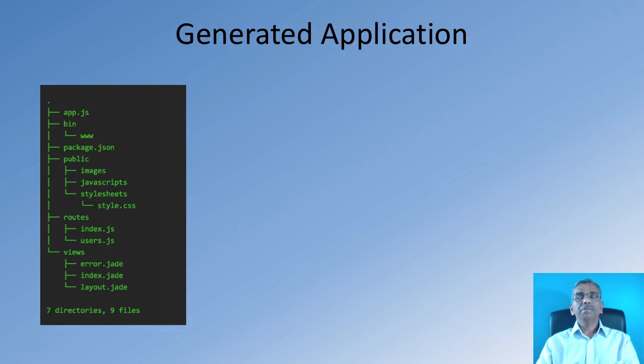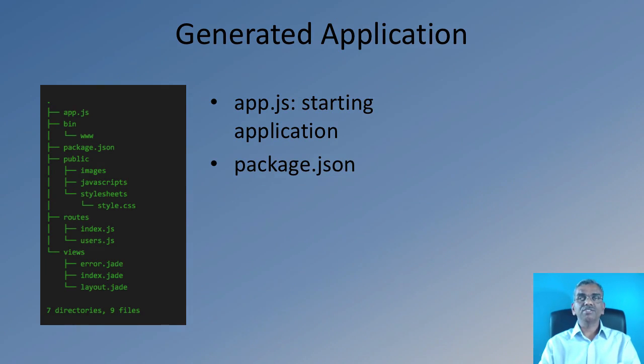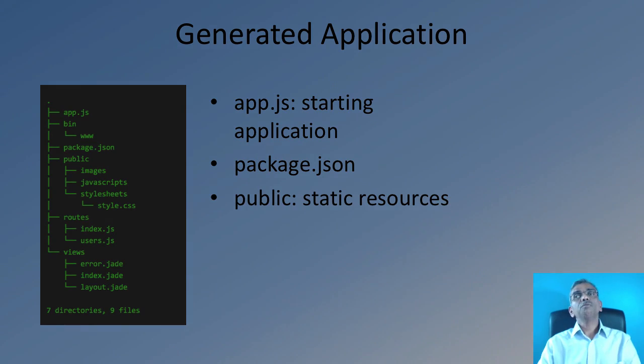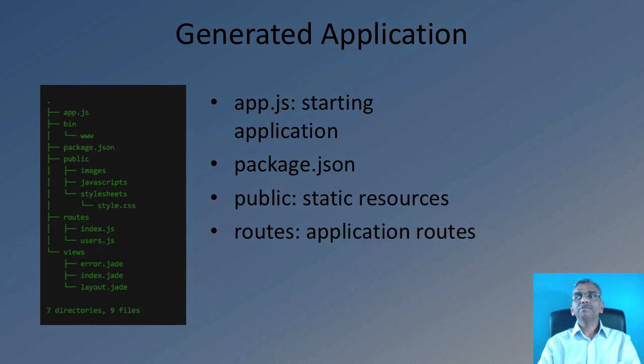So this would be the directory structure or the folder structure that will be generated by Express Generator. So you have an app.js file, which is the starting point of your Express application. Then you have package.json, which obviously contains the details because this is a Node application. So this contains all the details of the dependencies and so on that will be installed. Then you have public folder where you put your static resources. Then you have the routes folder where you have the various application routes, the REST API routes.